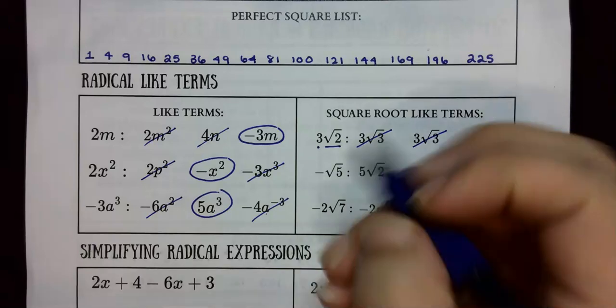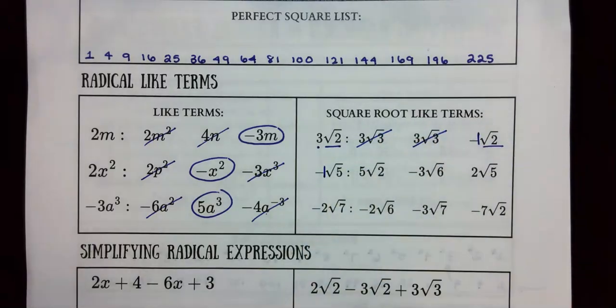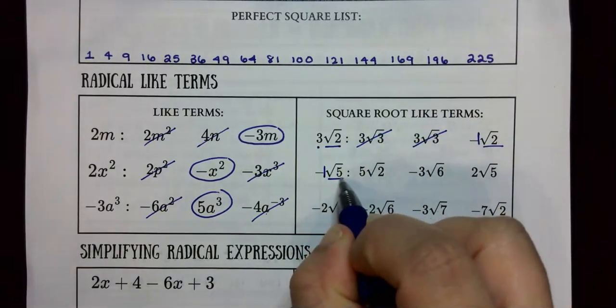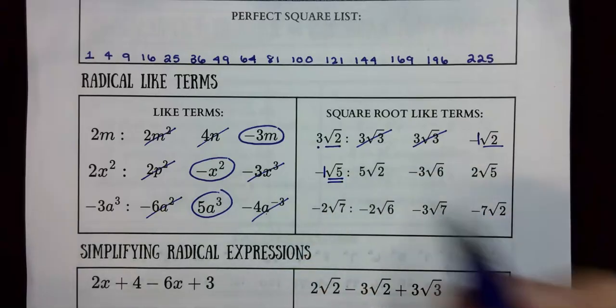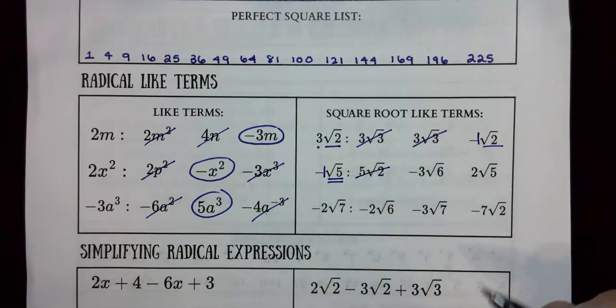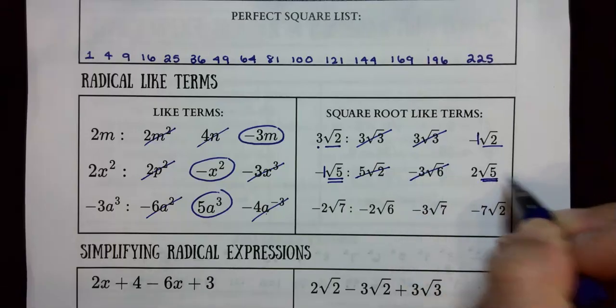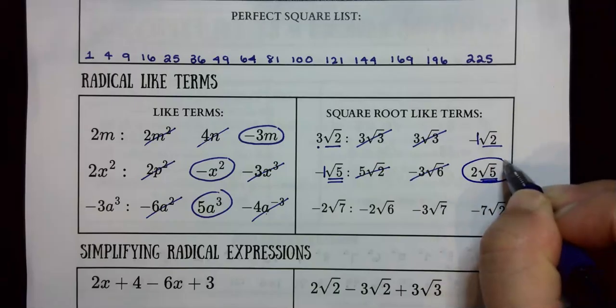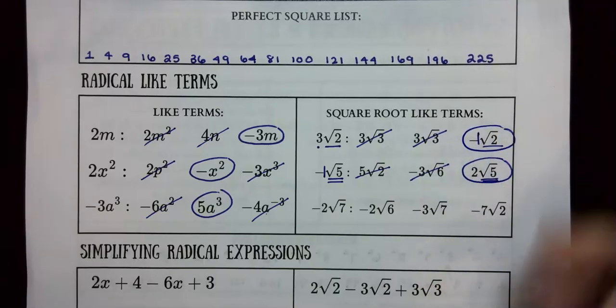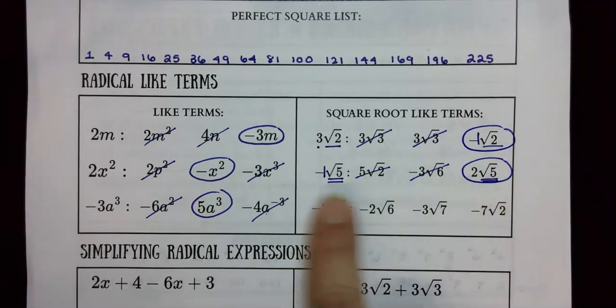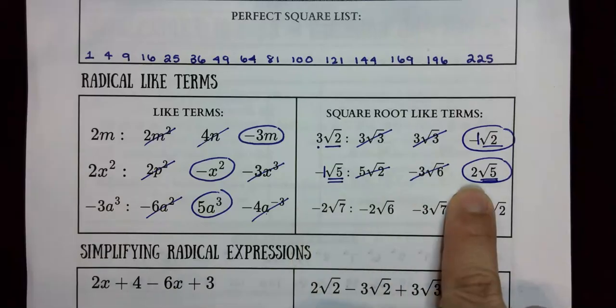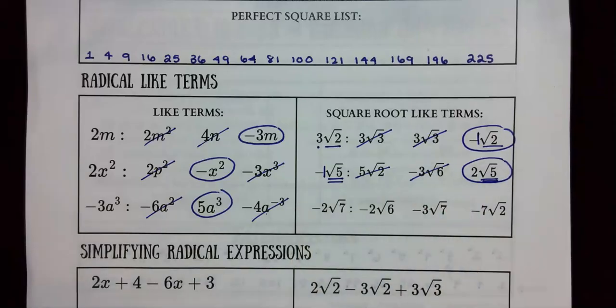All right, so once again, I have this -1 in the front. I'm not worried about that one. I'm just worried about the square root of 5. So this, not a square root of 5. This, not a square root of 5. But this one is. So this one is my like term. Because they both have square roots of 5, I could say -1 plus 2, and then -1 plus 2 is 1. And then add the square root of 5 to it.